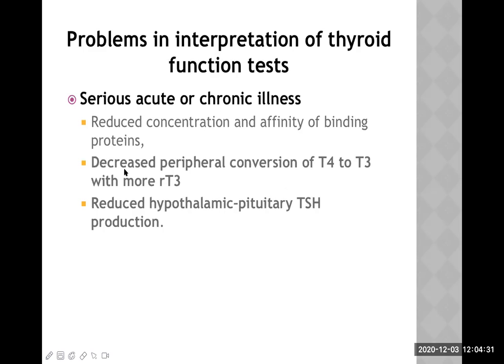Now what will happen? There is decreased peripheral conversion of T4 to T3 with more reverse T3. This r is for reverse T3, meaning this doesn't have any physiological function. This is a useless type of T3, so it doesn't have any clinical significance. That exactly happens in case of serious acute or chronic illness. And there is reduced hypothalamic pituitary TSH production. Okay, so these are the features.